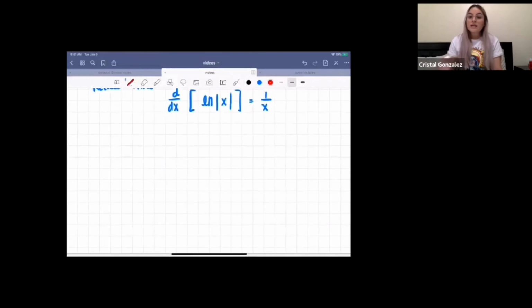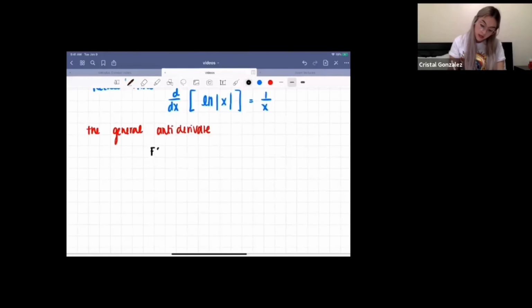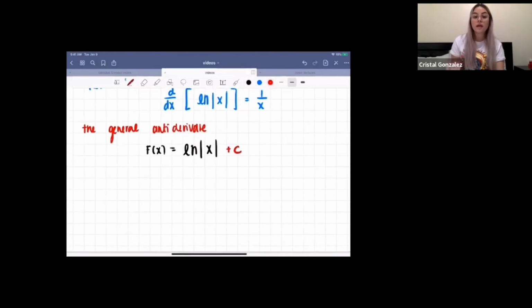Okay, so that's the antiderivative of 1 over x, but sometimes people, and this will make sense, the general antiderivative, we'll write it as capital F of x is equal to ln of absolute value of x plus our c constant, because remember that an antiderivative can vary by a constant, and this is for x not equaling 0. So we still have to include that in our domain.